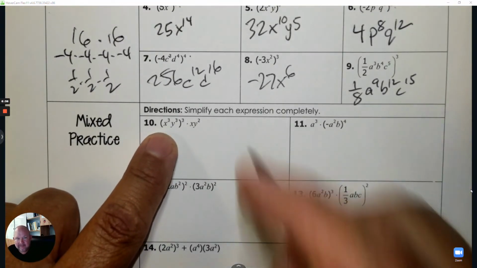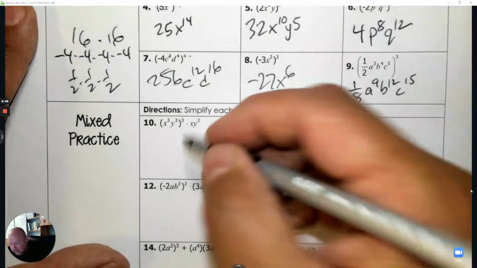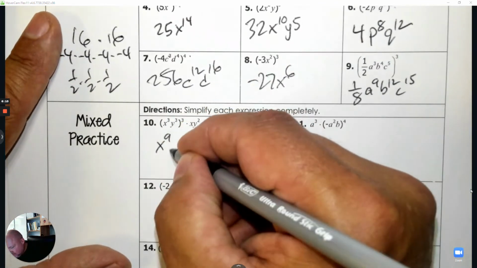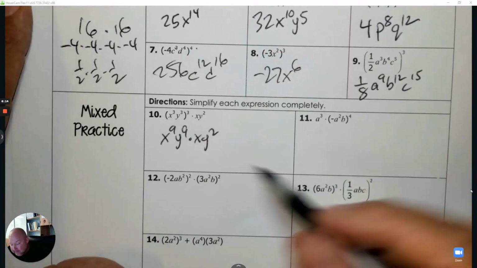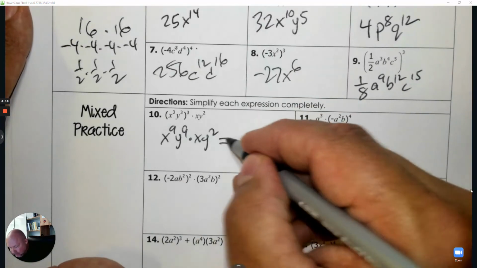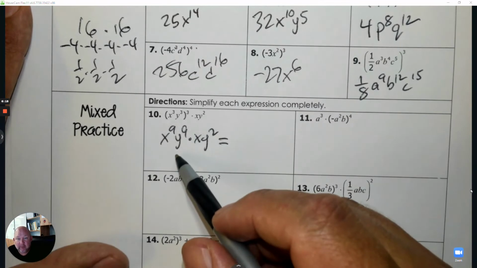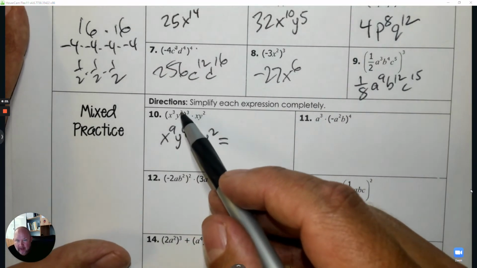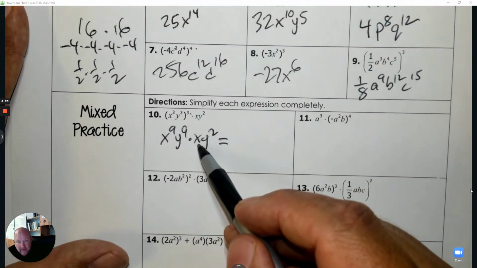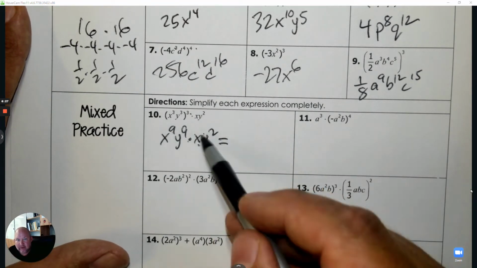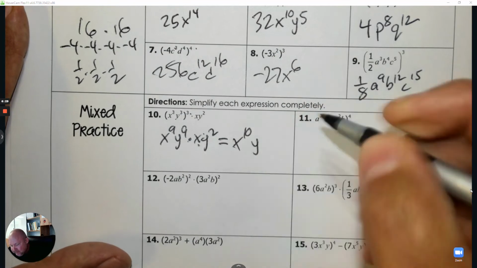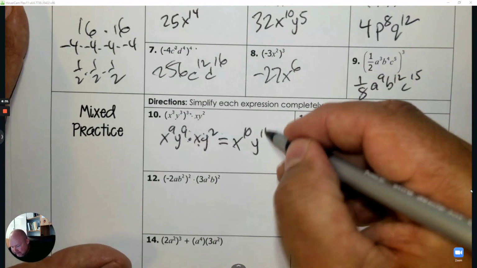Number 10. So multiply. Then we're going to add. So this is 2 rules. One rule is the rule for an exponent raised to an exponent, and the other rule is when you multiply and the bases are the same. So 9 plus 1, this is the product rule, that's 10. And then 9 plus 2, that's 11.